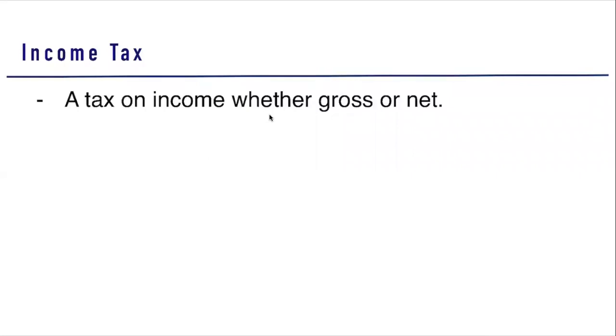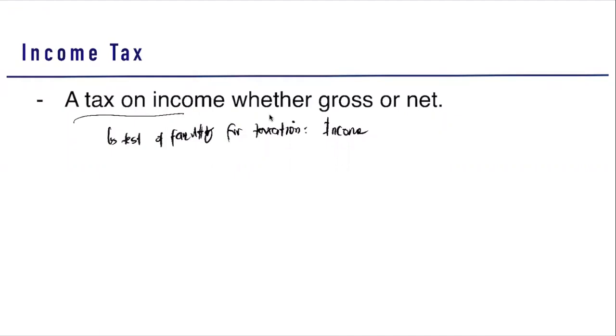So how do we define an income tax? An income tax is a tax on income, whether gross or net. Why do we say that an income tax is a tax on income? An income tax is a tax on income because the subject of taxation is the income. So whenever there is an income, we call that income tax. And if ever that income is taxed, of course, that is an income tax.